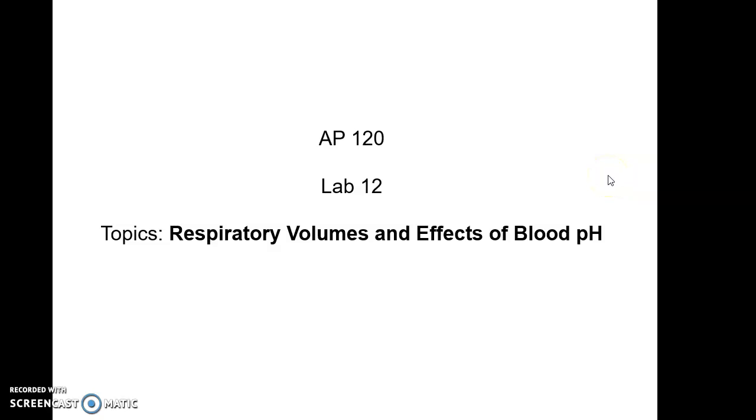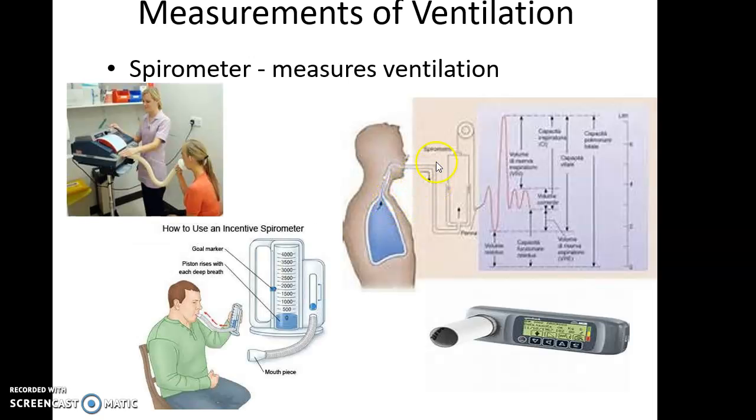AP 120, Lab 12. Topics: respiratory volumes and effects of blood pH. So, lung capacity is very important for our health.